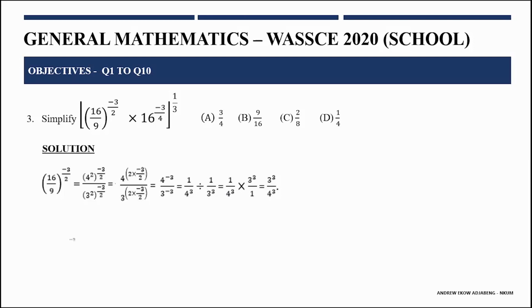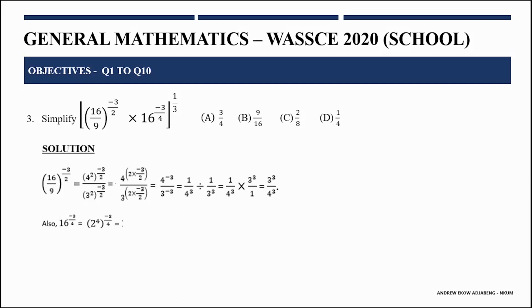Then we solve that for the second term, which is 16 raised to the power of the fraction negative 3 over 4. That will result in 2 raised to the power 4. Now, we could also use 4 raised to the power 2, but the reason here is that mostly when you want to simplify fractions of this nature, you make sure that the power can cancel out the power of the denominator of the fraction.